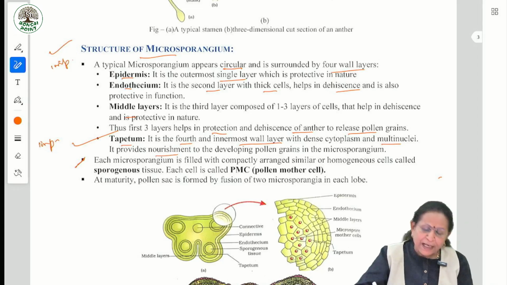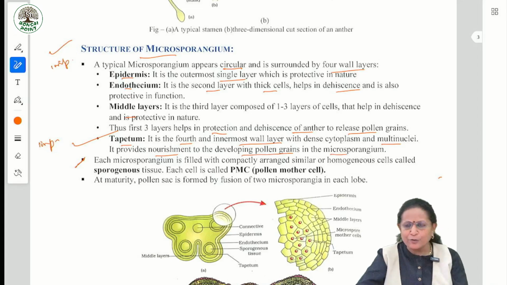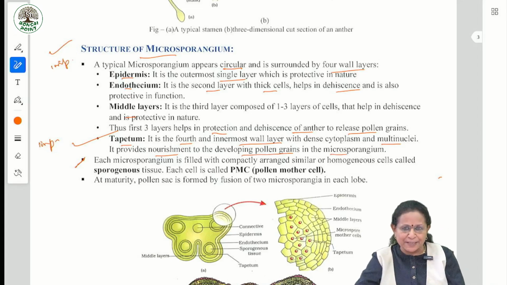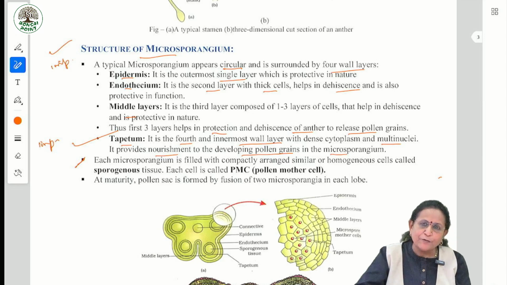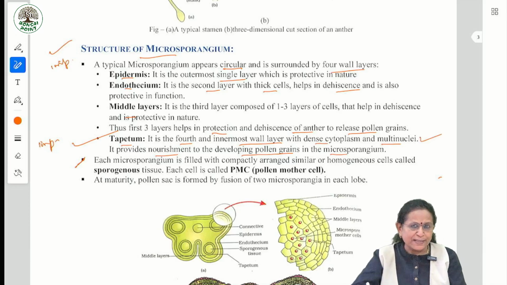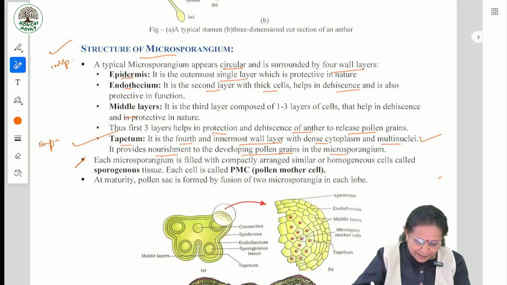It provides nourishment to the developing pollen grains in the microsporangia. I'll repeat once more, tapetum. It is the innermost layer, the 4th layer, and each cell has dense cytoplasm and multinuclei. So, the cells of the tapetum are multinucleated in condition.